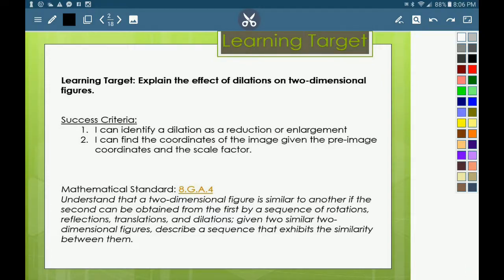Our learning target for today is to explain the effect of dilations on two-dimensional figures. We're going to be successful doing this by identifying a dilation as a reduction or an enlargement. Those are two vocabulary words that we're going to go over. And then we're going to find the coordinates of the image given the pre-image coordinates and the scale factor.